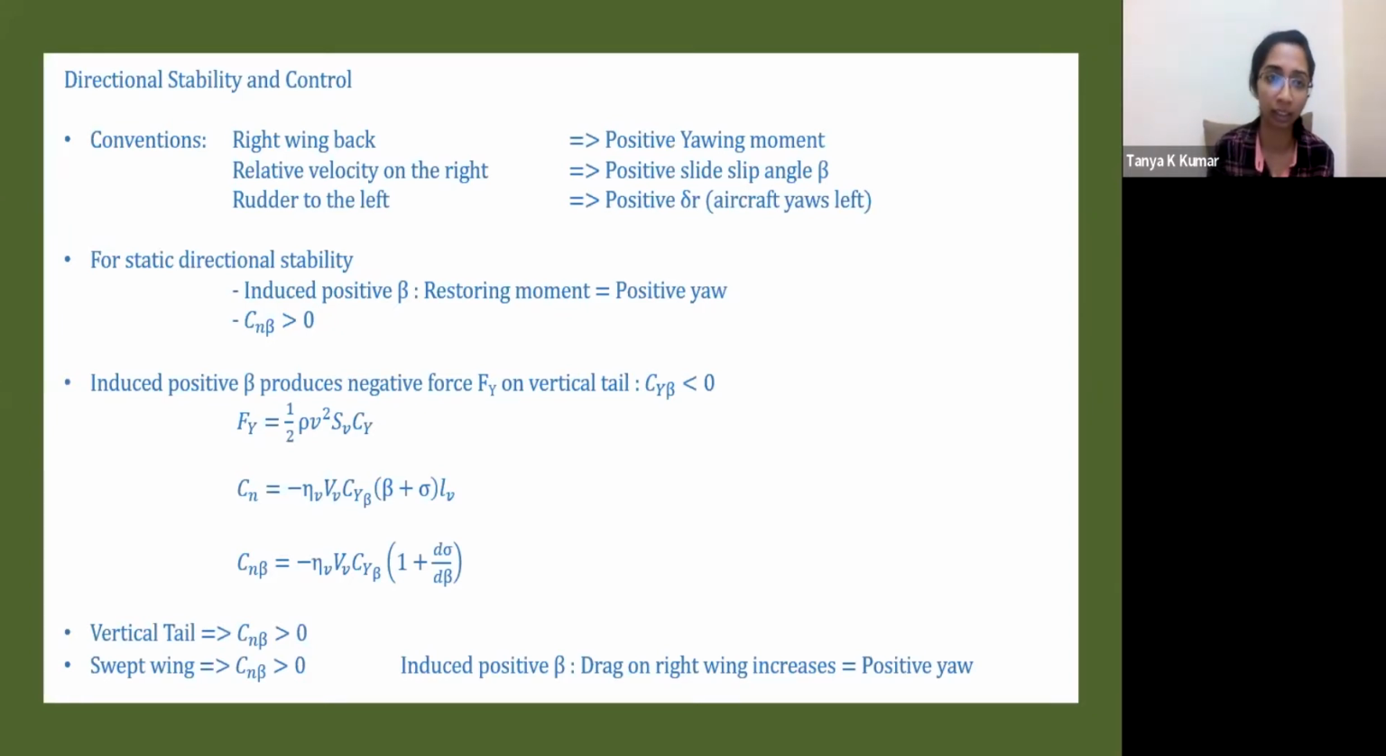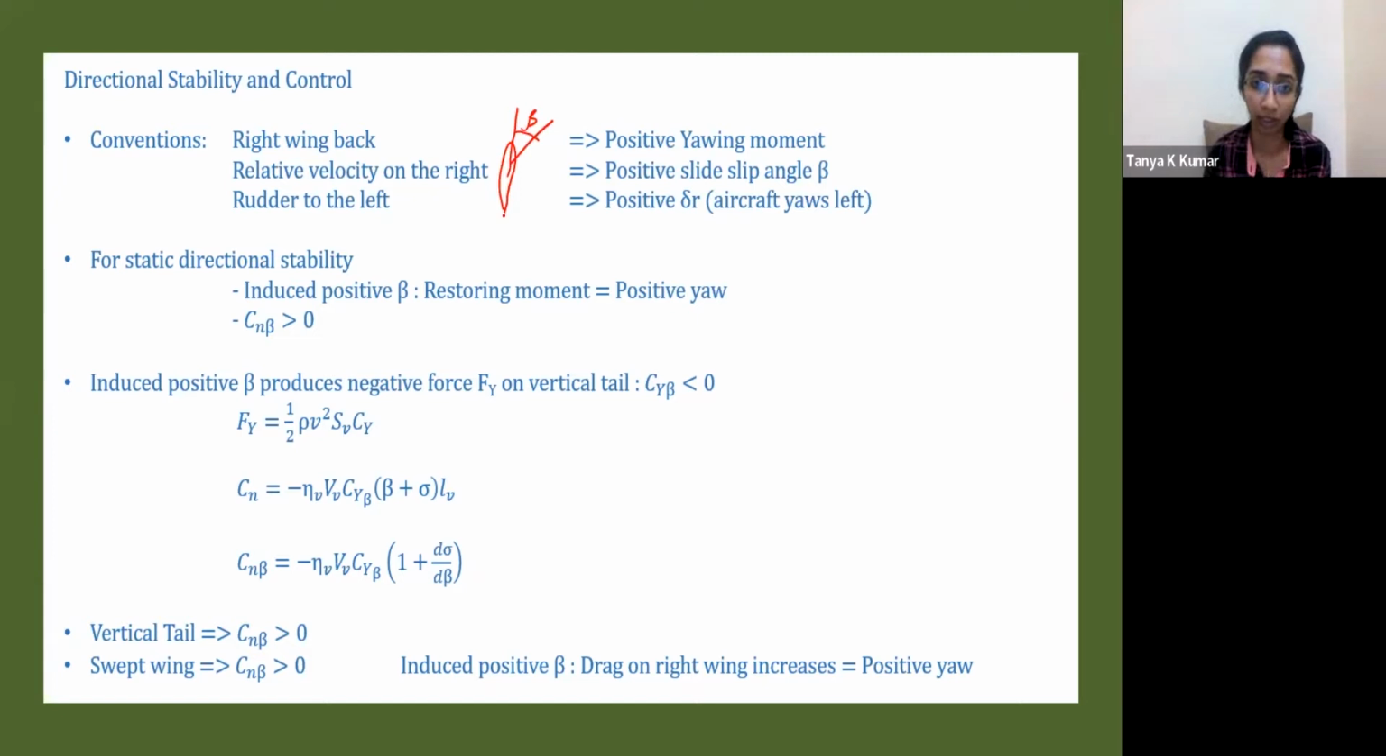So directional stability control, the conventions are right wing back is considered a positive yawing moment, and the positive beta angle, positive side slip angle, was considered when the velocity vector is on the right. So if this is your fuselage reference line, if the relative velocity vector is on the right, this is considered positive beta.